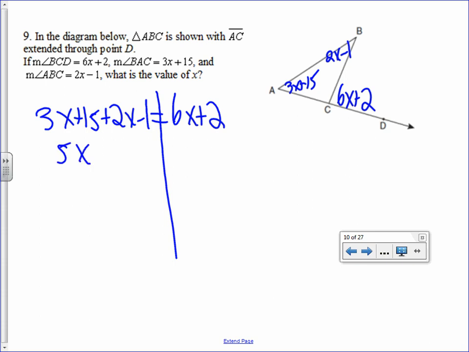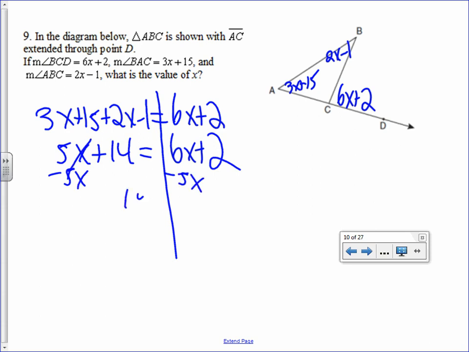Once we set it up, we solve it. We combine like terms. We bring all x's to one side. We isolate. We add or subtract first. We get x equals 12. The question's asking for the value of x. Well, x is 12.